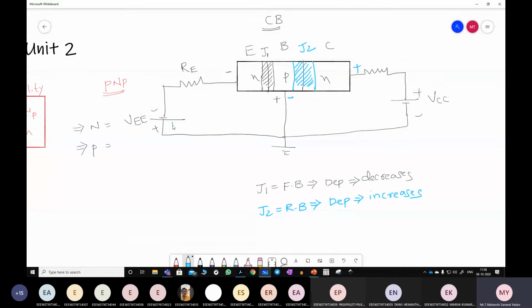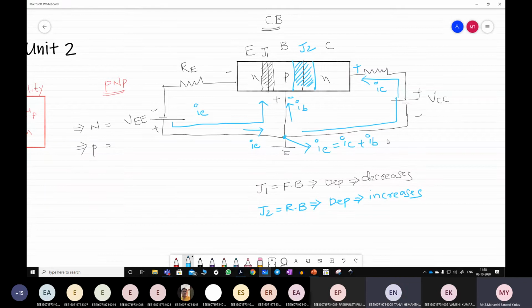This is the direction of IC, which is flowing through this. This is IE. At the same time, IB also is entering. This is the direction of IE. So if I apply KCL at this point, the entering current, emitter, is equal to collector plus base. From here, I got that relation. Clear till this point?